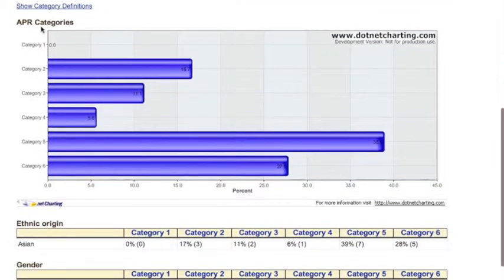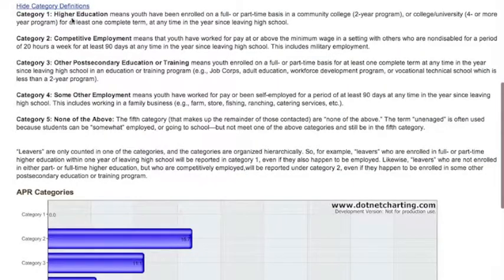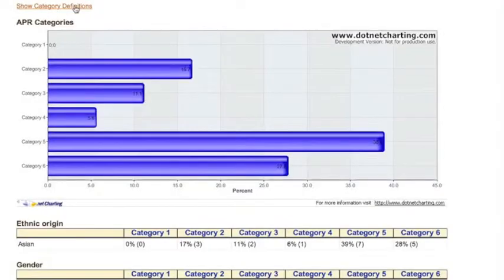And these categories, the APR categories, we'll look at them right here real quick. So category 1 is higher education. It means that they are enrolled in full or part-time community college or a four-year university. There's competitive employment, other post-secondary education or training, some other employment, or none of the above. So that's what the categories are.